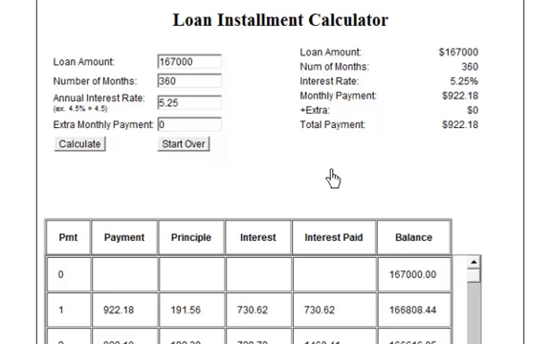Now, this calculator is doing all the work for me, but you know what? How can we do this by hand? I mean, someone had to program this, which I did, but I had to use a formula. So let's talk about the loan installment formula.